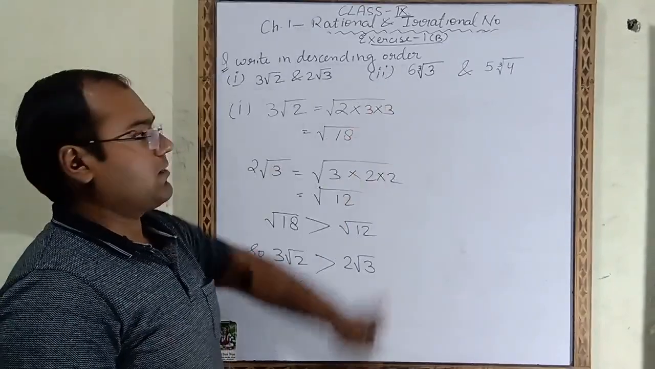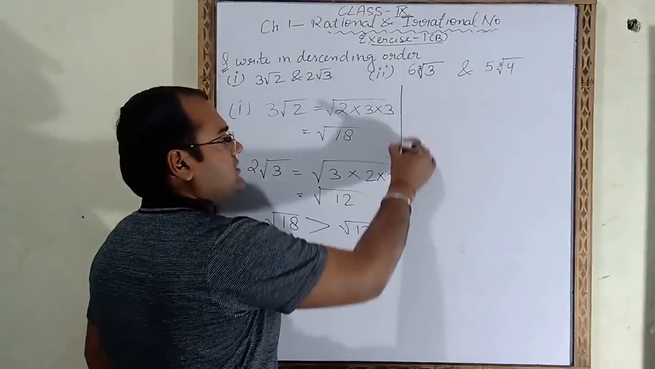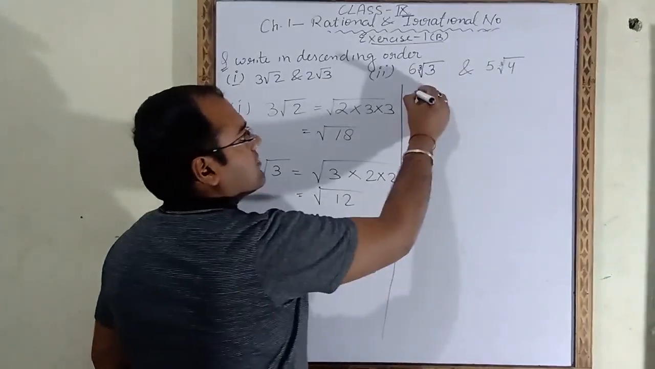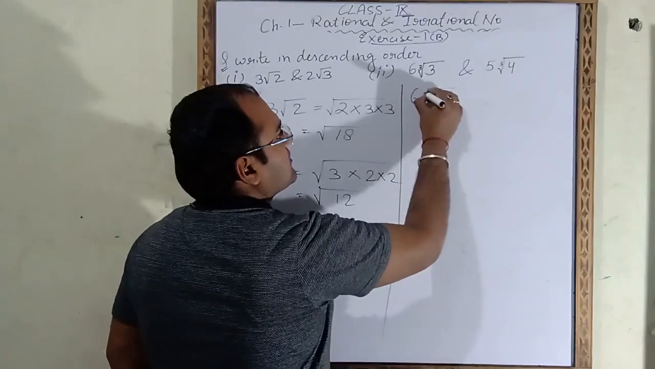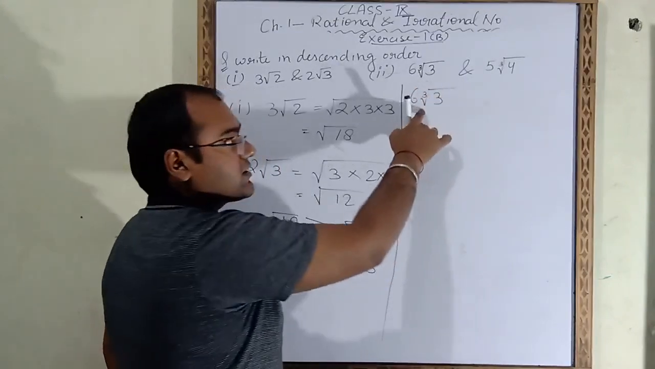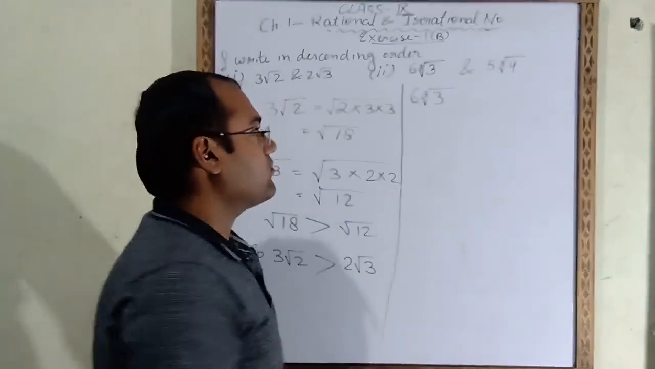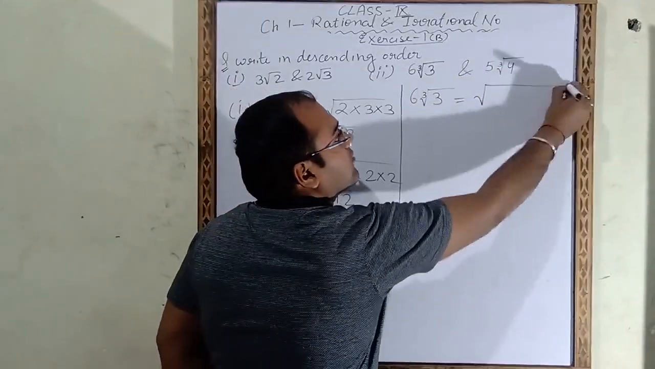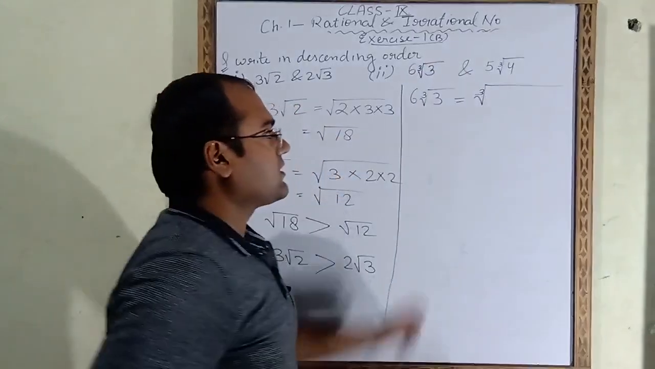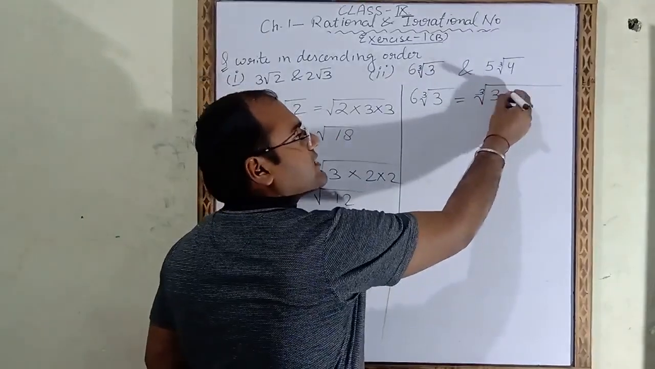Now come to the second part. First number is 6 cube root 3. Here square root is not given, here cube root is given. So what do we have to do? The cube root sign we have to write as it is. 3 is inside. This 3 also we will write as it is.